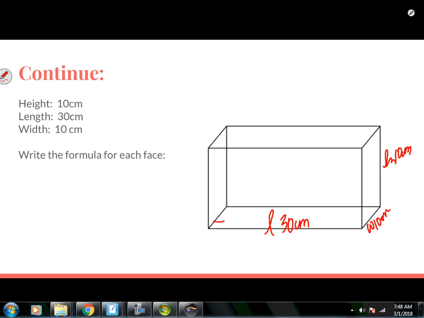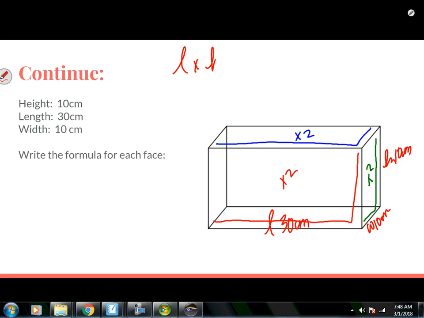Now if you recall, we look at this face times 2, we look at this face times 2, and we look at this face times 2. And the reason we look at times 2 is because the parallel faces of those are equal to them. So if we write the formula, let's look at what I highlighted in red here. We have our length times our height, which is equal to 30 times 10, and that's times 2.